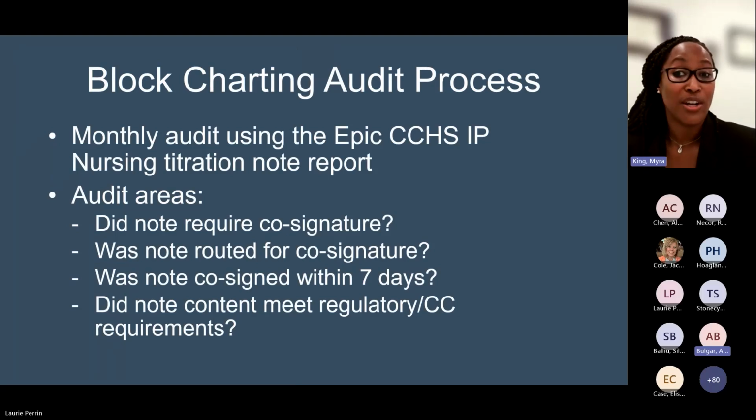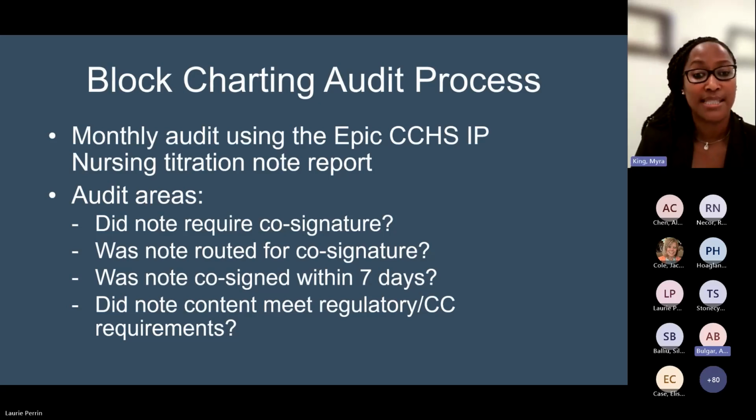We also, of course, had an auditing process for block charting. Alina really was great at leading this initiative. And so we would look at the block chart notes, and we would audit for whether or not the co-signature was required. Was it routed? Was it co-signed within that 7 days? And did the note itself have the content? Did it meet regulatory requirements in terms of the content of the note? Next slide, please.